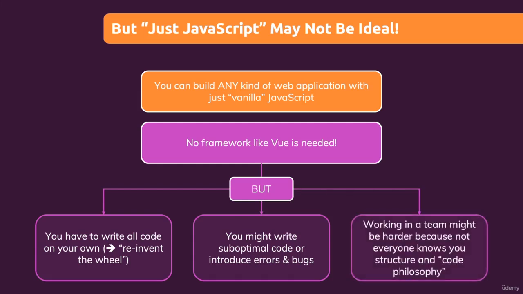Working in a team might also be harder because not everyone knows our code structure, the philosophy behind our code, and how to use our code. And that's why we use something like Vue. It gives us a clear rule set in which we have to work, which everyone in a team has to use, and we don't have to figure out all the small nitty-gritty details like updating a part on the page. Instead, we can focus on our core business logic with Vue and let Vue do the heavy lifting of updating the page and of doing all the annoying stuff which we would have to do otherwise.